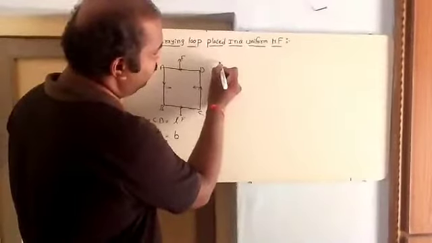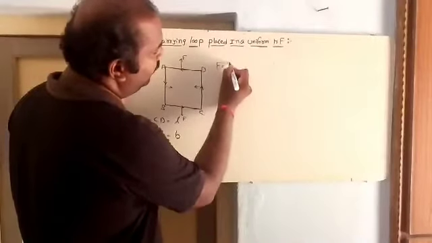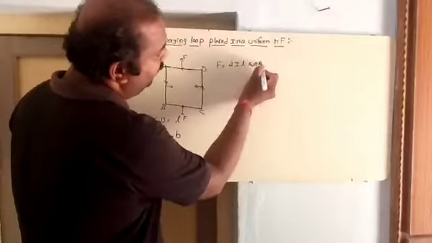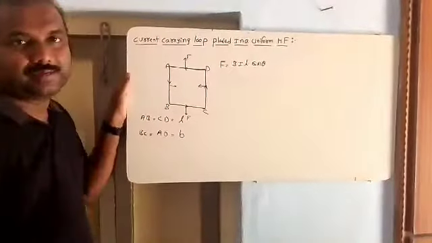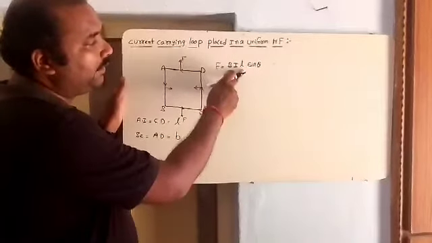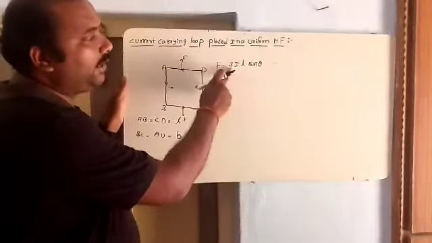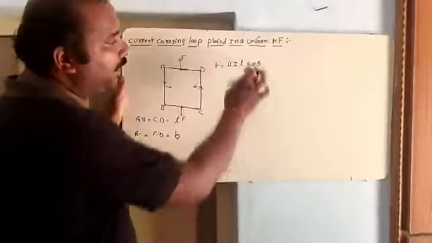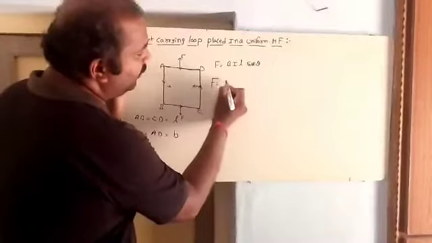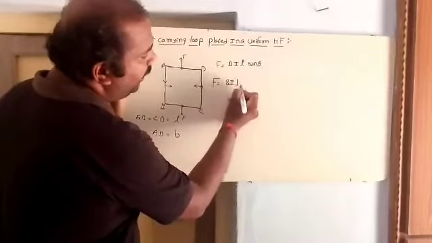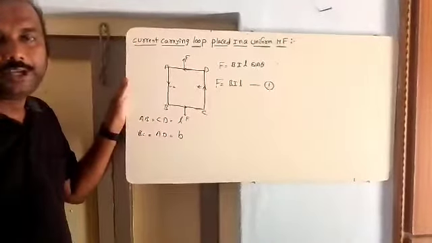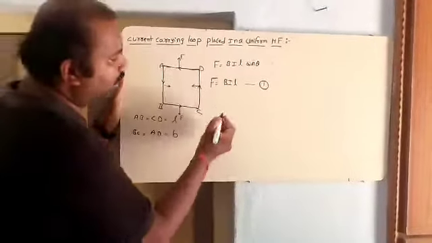First we write the force equation. F is equal to BIL sin theta. If the length of the conductor and the magnetic field are perpendicular, theta is equal to 90, so you simply get F is equal to BIL. This I am taking as equation 1. Then what is the torque equation?